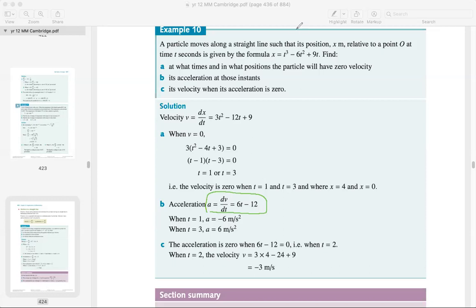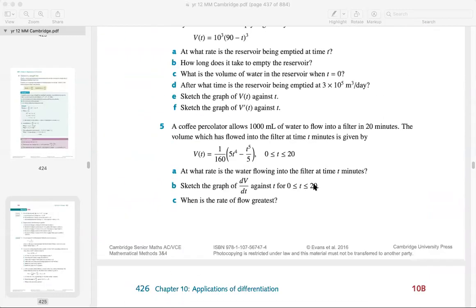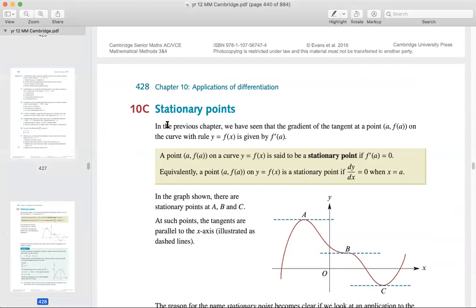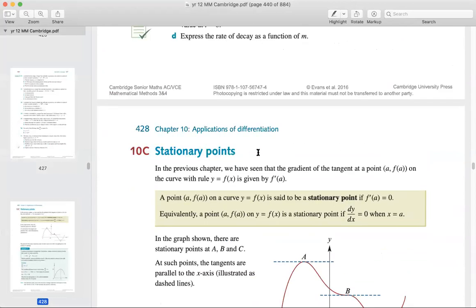Okay, and hopefully this video is helpful. And next one, we're going to go through the stationary points, okay, which is another really important part of our derivative applications.